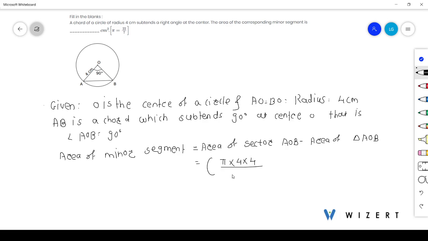means pi into 4 into 4 divided by 4, minus area of triangle AOB, which is 0.5 into r square, that is 4 into 4, which is 12.566 minus 8, which is 4.566 square centimeters. Hence, area of the minor segment is 4.566 square centimeters.